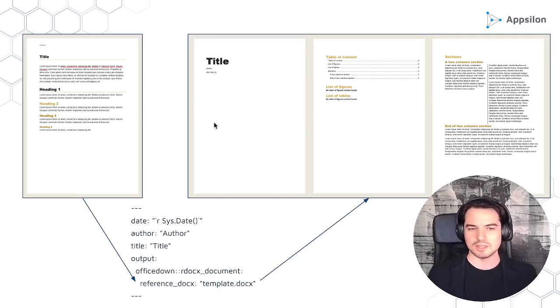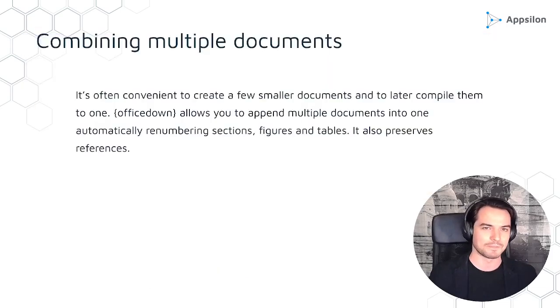But in a very simple way, if you want to make the style of your document the same as the template document, you just reference this document in one line at the top of your R Markdown file, and all of the styles are going to be applied to the newly generated document.